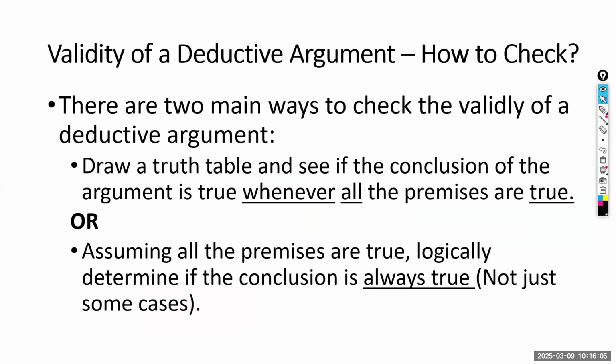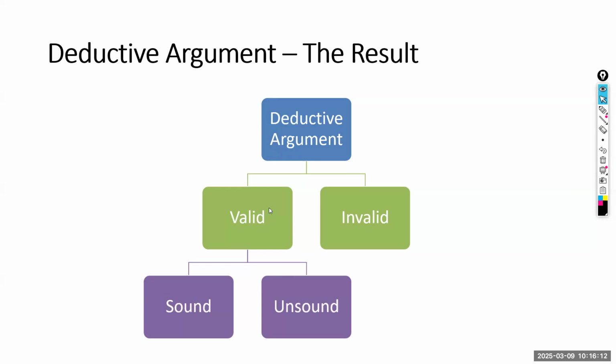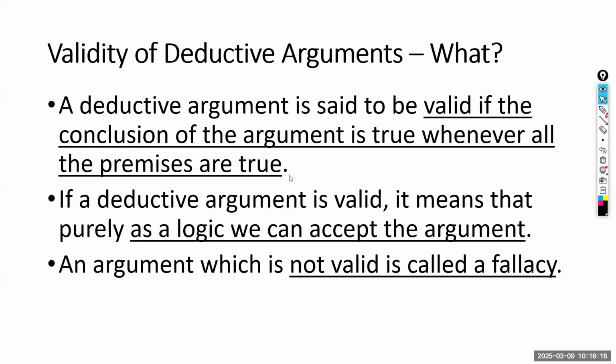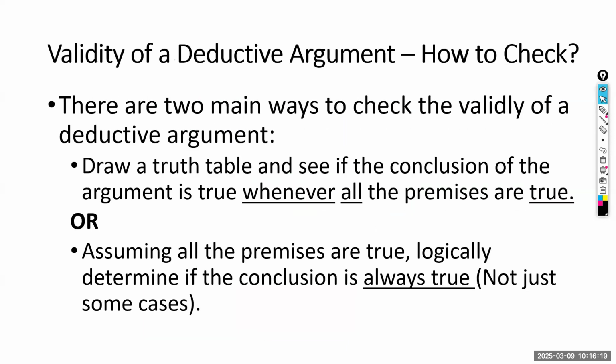Right. So how do you check whether a particular argument is valid? Valid means this is logically correct. We are not checking whether the assumptions are correct. It's super easy. There are two ways.